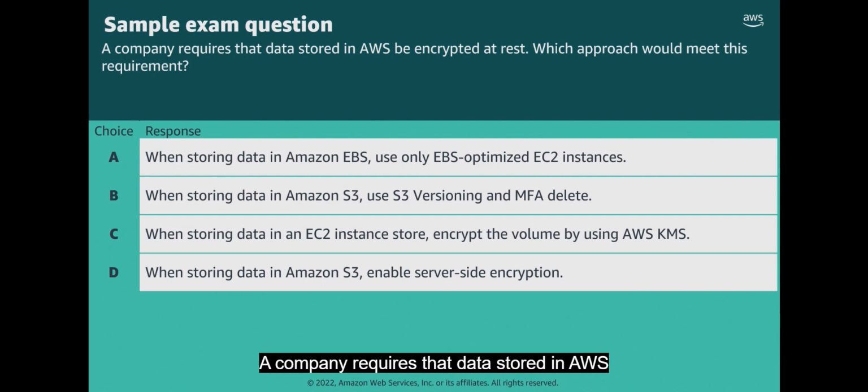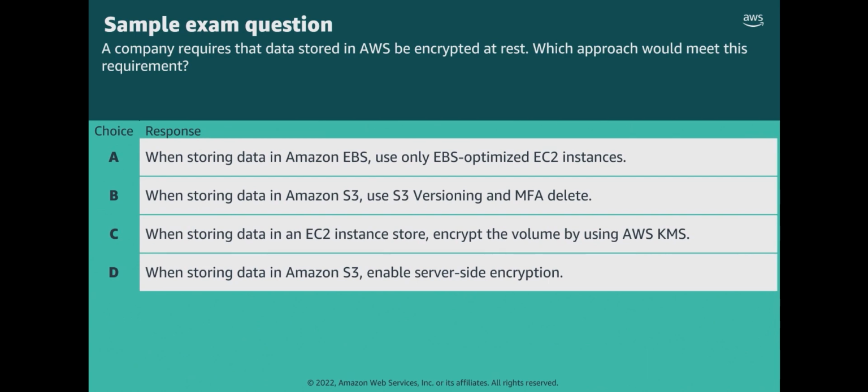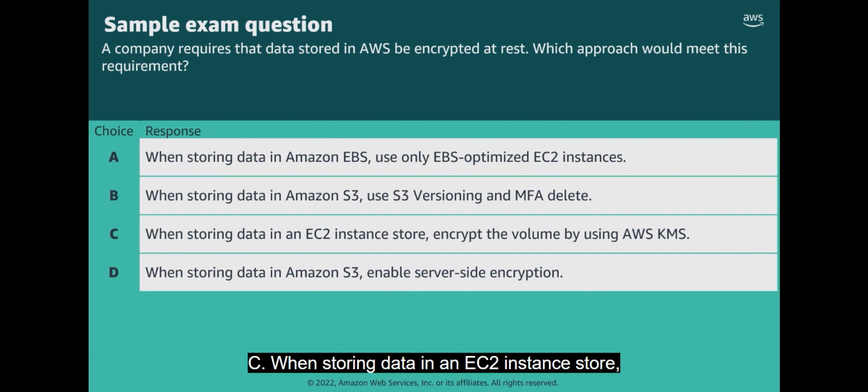A company requires that data stored in AWS be encrypted at rest. Which approach would meet this requirement? A, when storing data in Amazon EBS, use only EBS-optimized EC2 instances. B, when storing data in Amazon S3, use S3 versioning and MFA delete. C, when storing data in an EC2 instance store, encrypt the volume by using AWS KMS. Or D, when storing data in Amazon S3, enable server-side encryption.